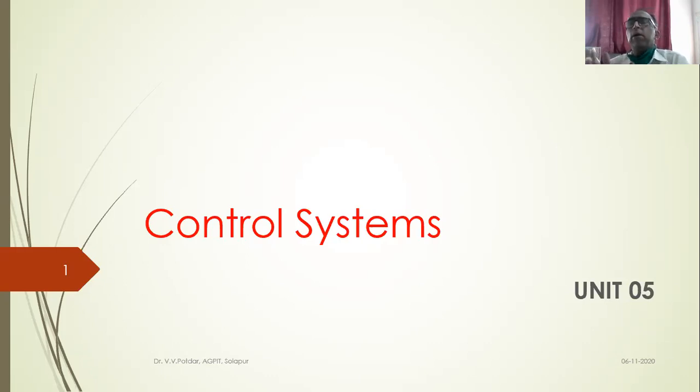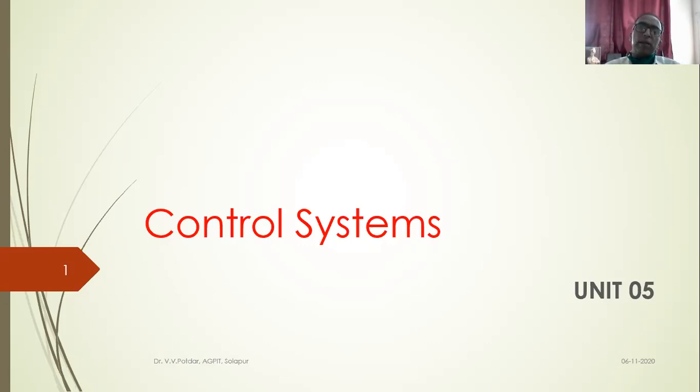We'll go according to our curriculum. In our unit number 5, we are going to study what we mean by systems, and what a control system is. Then we'll compare open loop systems and closed loop systems, and then learn the techniques of mathematical modeling of mechanical systems. Then we'll see some other system representation methods like block diagram representation and the rules related to block diagram algebra. This is what our unit number 5 contains.